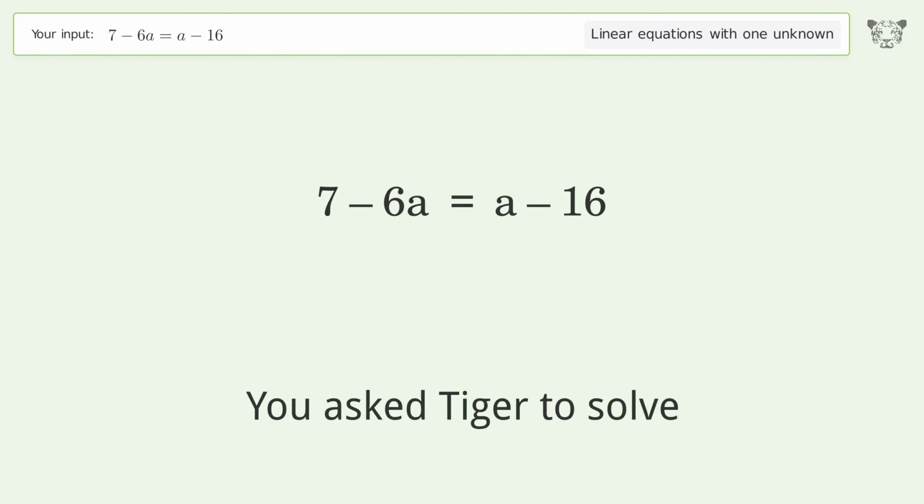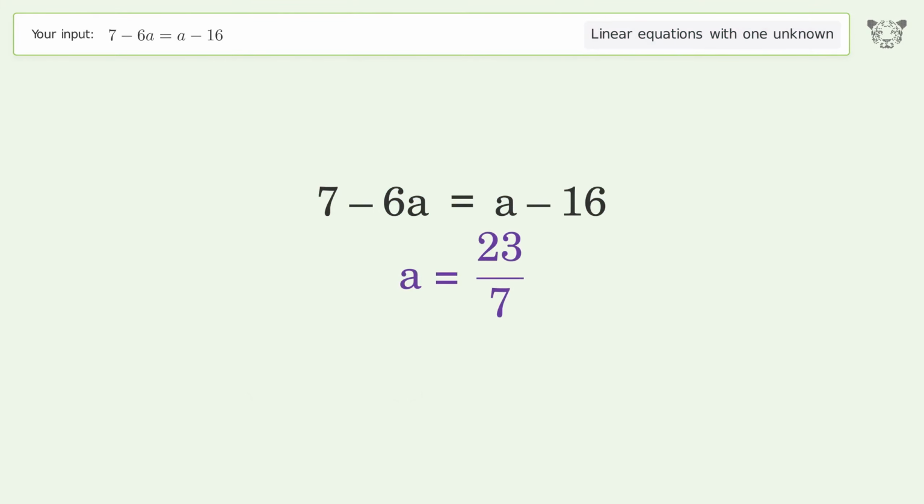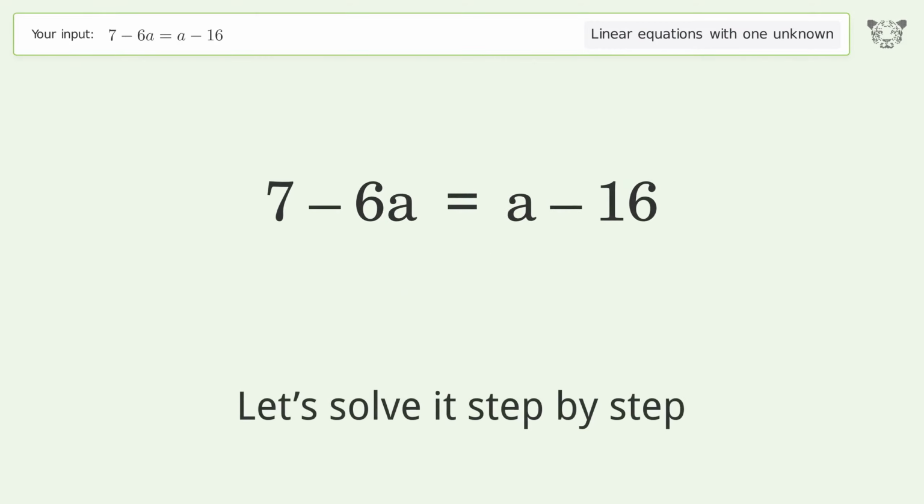You ask Tiger to solve. This deals with linear equations with one unknown. The final result is a equals 23/7. Let's solve it step by step.